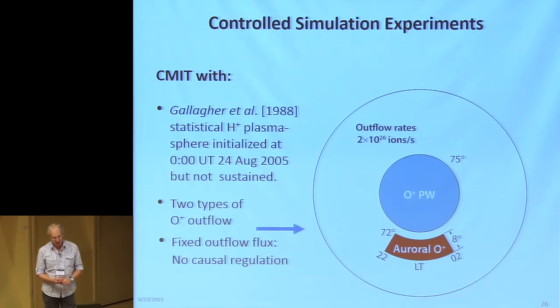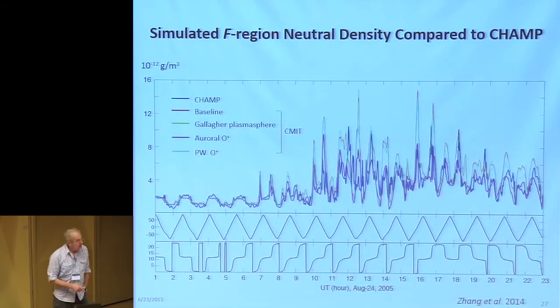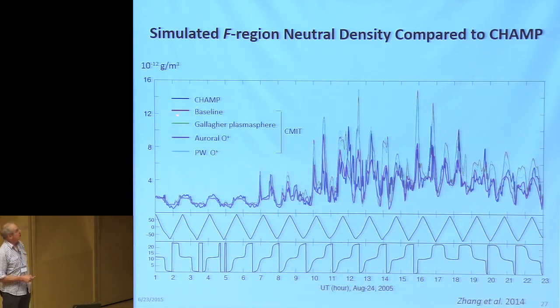So everything above 75 degrees is flowing out, O+, and actually, oxygen polar wind is not the dominant polar wind, it's hydrogen. But if oxygen polar wind isn't going to have much of an effect, surely hydrogen isn't either, okay? And then a population of auroral O+ coming out more energetically at lower latitudes in a fixed band in local time and latitude here. Okay, so comparison between various runs in CHAMP.